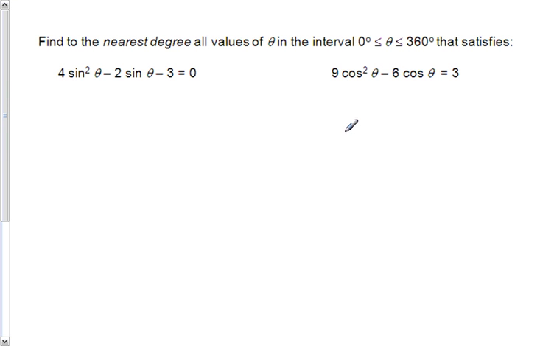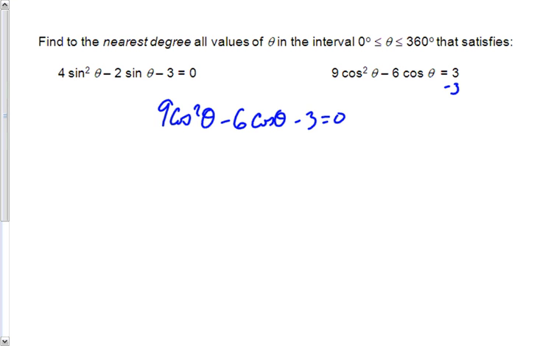Alright, let's take a look at the second one here on the right, which is 9 cosine squared theta minus 6 cosine of theta equals 3. First step, whenever I see a square, my goal is usually to get everything onto one side. So I'm going to move the 3 over by subtracting 3. I'm going to have 9 cosine squared theta minus 6 cosine of theta minus 3 equals 0.